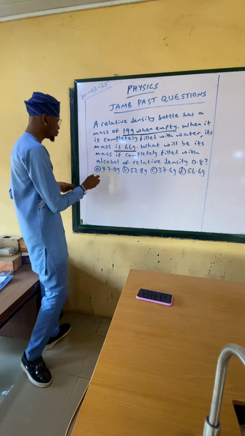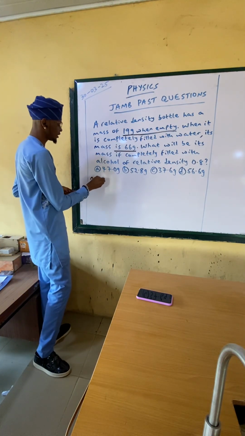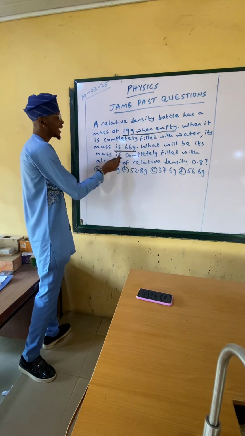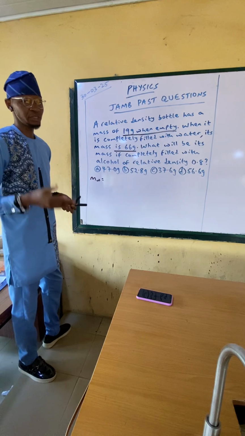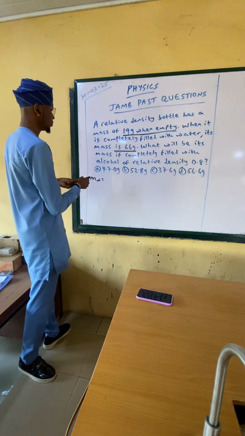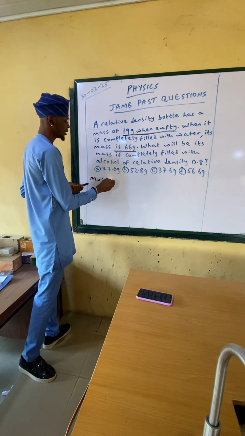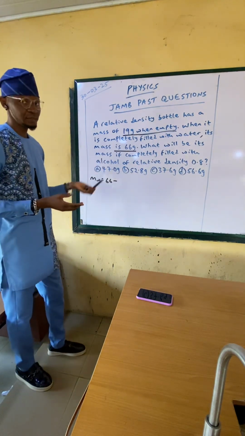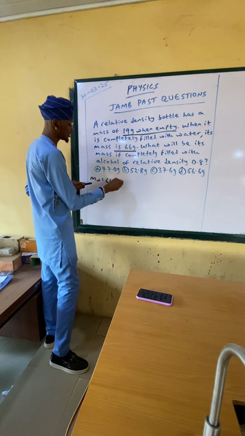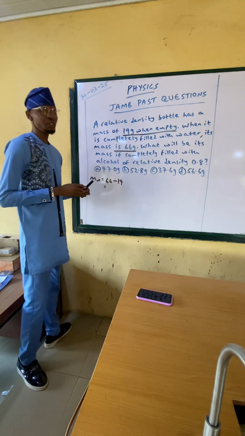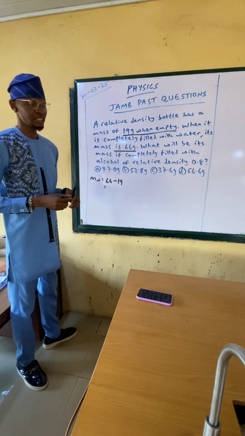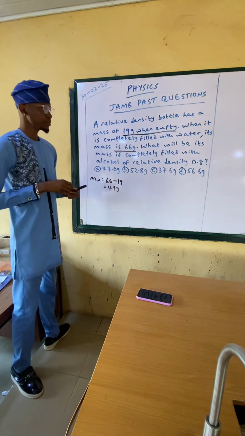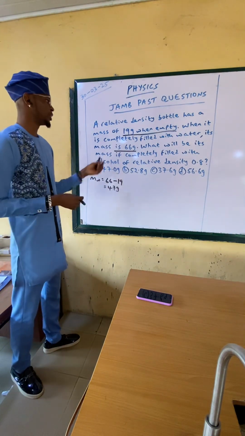So if we want to know the mass of water itself, the mass of water will be the mass of water plus the relative density bottle, which is 66, minus the mass of the empty relative density bottle, which is 19. If we subtract 66 minus 19, we are going to have 47 grams. Let's continue with the question.